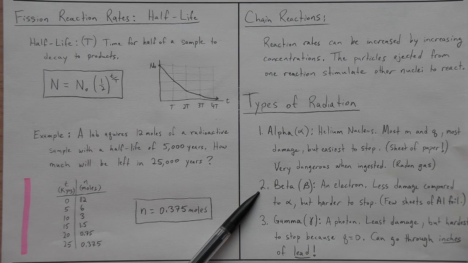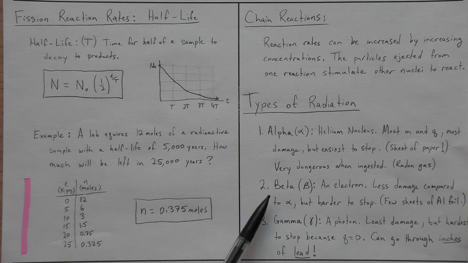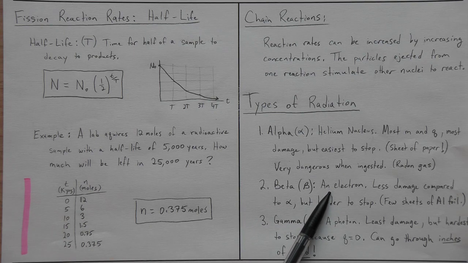The next kind of radiation is beta. Here's the symbol for beta. And what it is, is just an electron shot out of a nucleus. You might be saying, well, how can that happen? How can an electron come out of a nucleus? When essentially a neutron turns into a proton, an electron is ejected. But it happens. So an electron comes out of the nucleus.